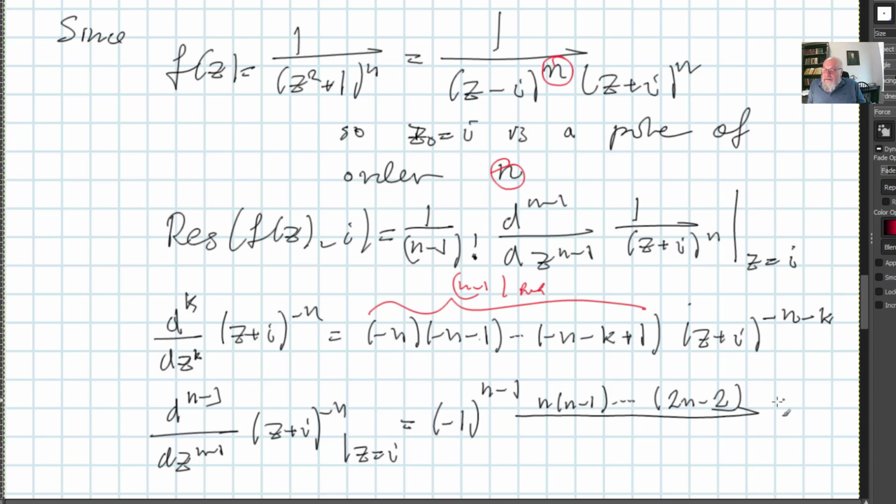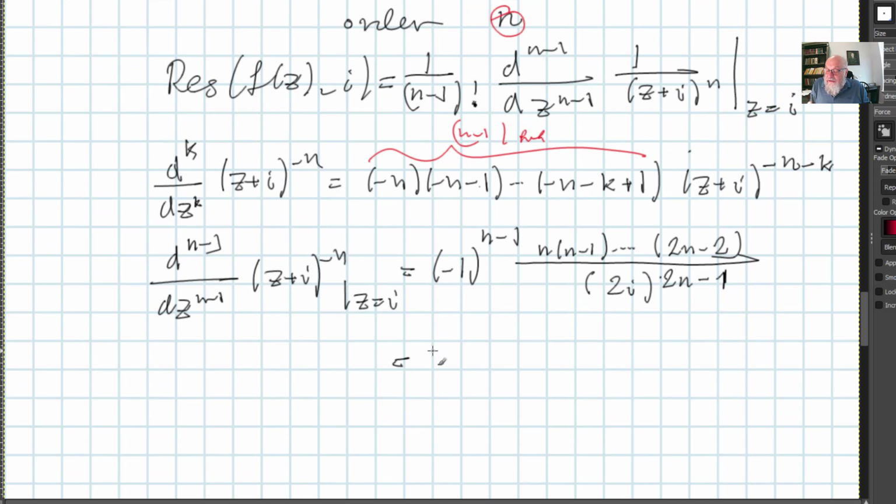In the bottom I have z0 plus i, so this will be 2i, and the power will be 2n minus 1. And we have the computations. Maybe simplify: minus 1 to the power n minus 1, times 2n minus 2 factorial divided by n minus 1 factorial.